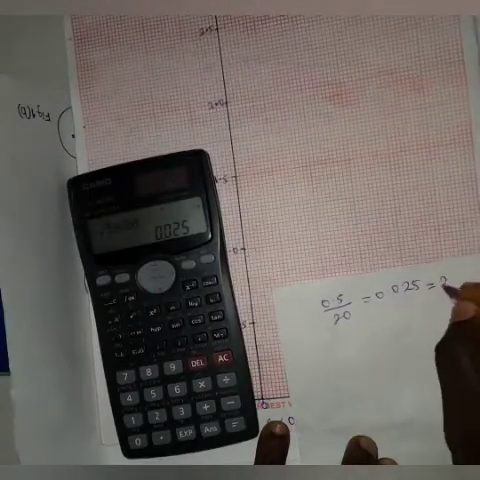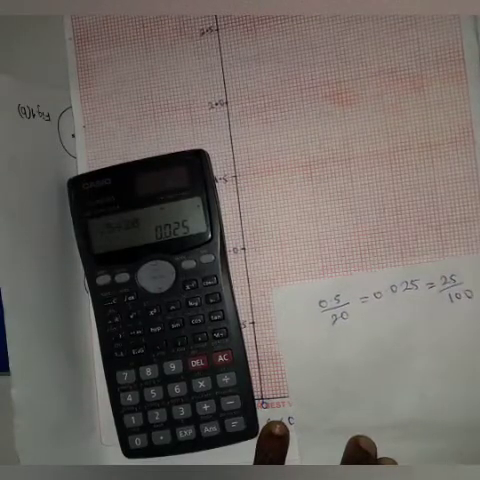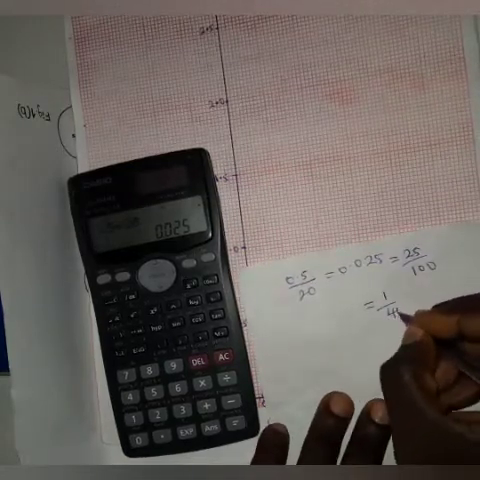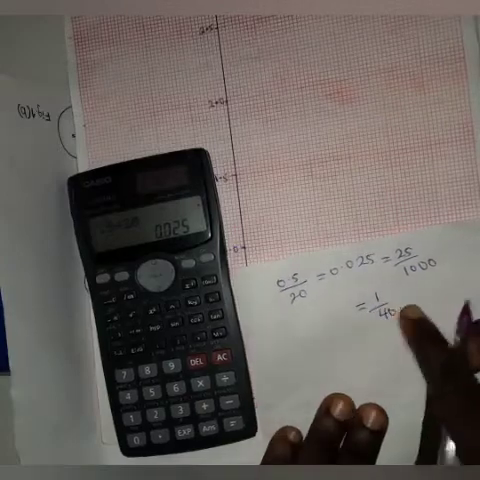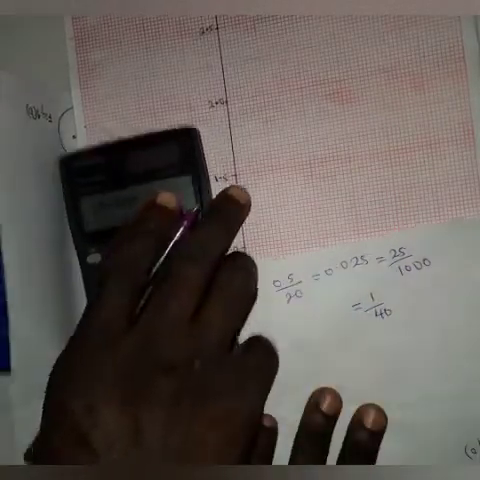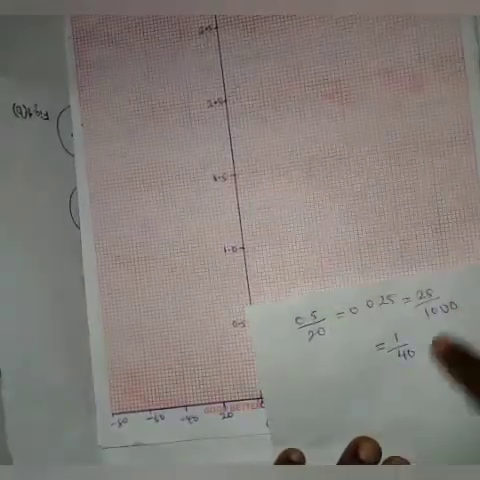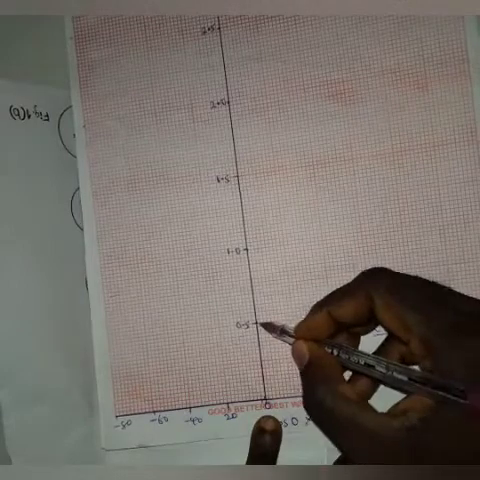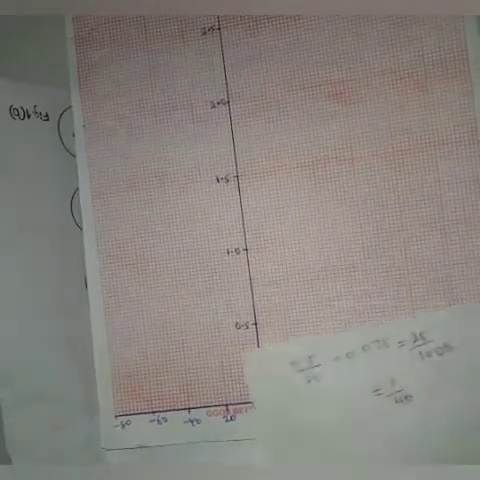So this is the same as 25 over 1,000. So when I divide, this is going to give me 1 over 40. So what this means is that for every one numerical value that I get out of this, I'm going to move 40 places. Let's just see that this is 0, 10, 20, 30, 40. Can you see that now?